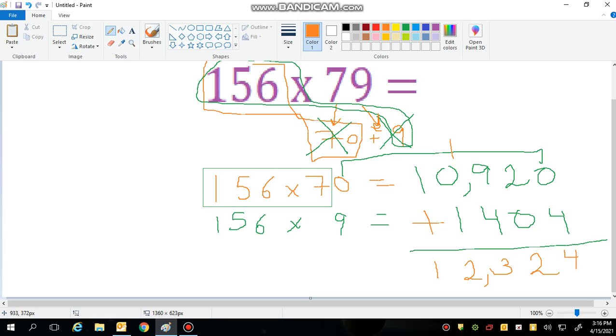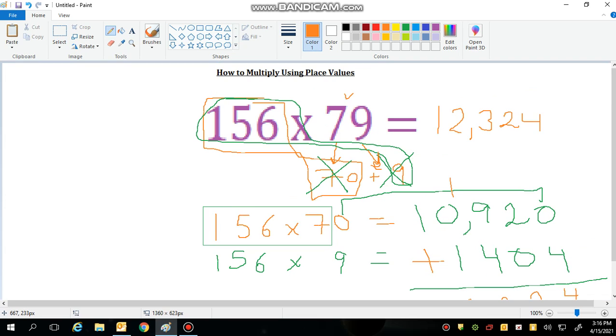And there we go. 156 multiplied by 79 is 12,324. And this is how you use the place value multiplication technique.